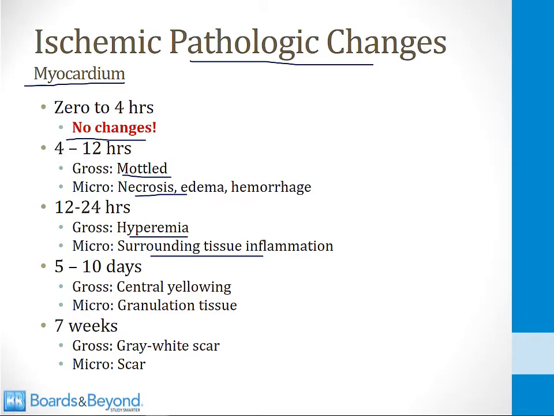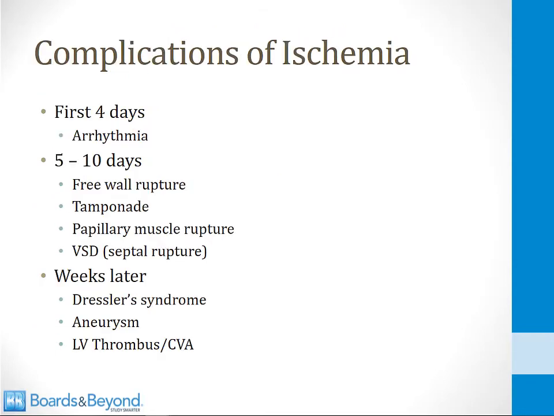Between 5 and 10 days, the heart begins to look yellow grossly. If you examine pathologic specimens of patients who died between 5 and 10 days, you see a yellow portion of the heart where there was no blood flow. And microscopically, you see infiltration of that area with granulation tissue. And then by about 7 weeks, the infarcted area is replaced with a gray-white scar, and you also see scar tissue under the microscope.